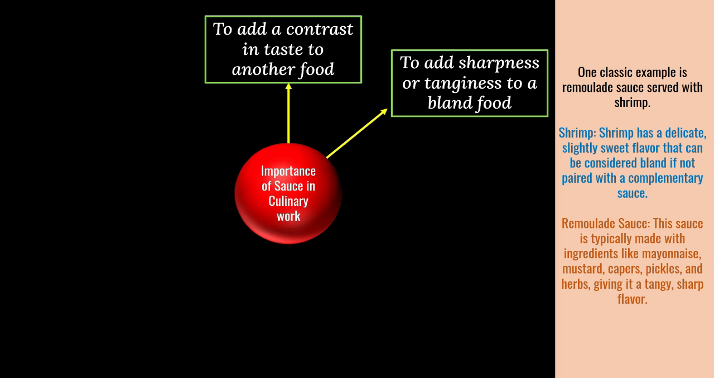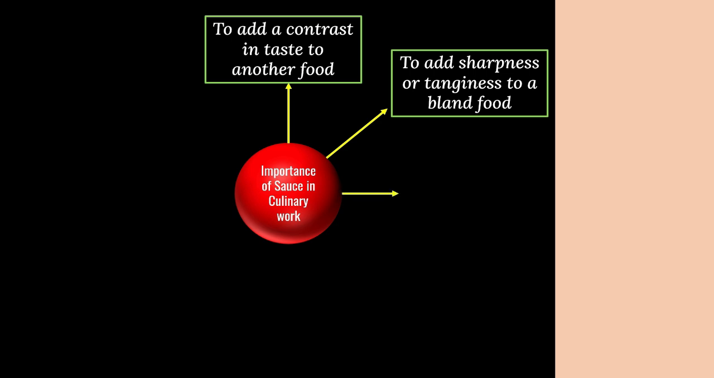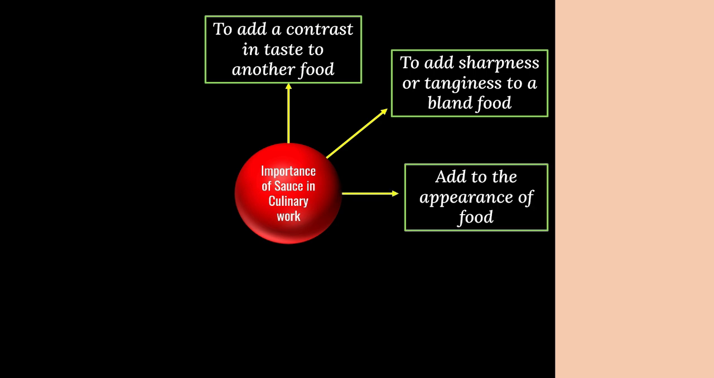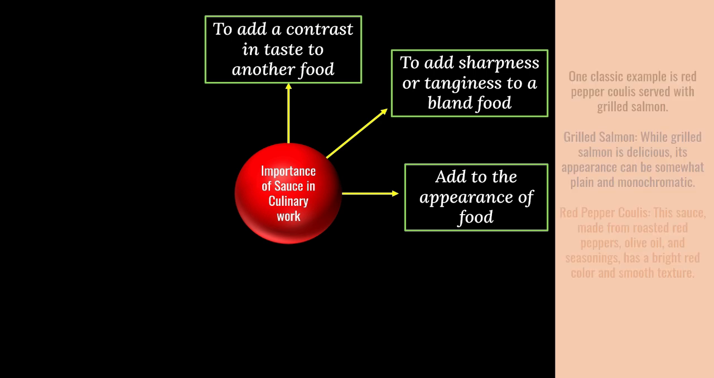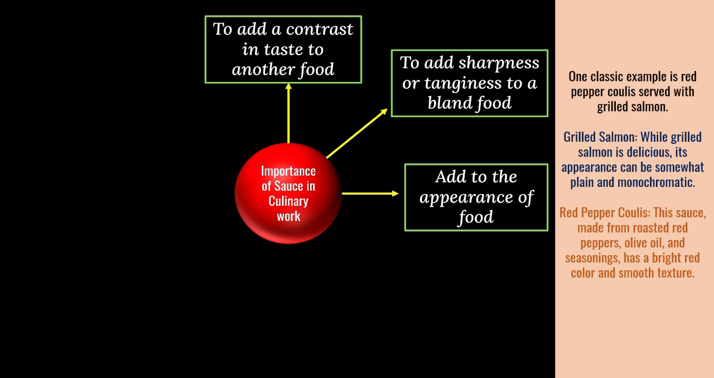So once these two things are added, they are complementing each other and taste will be enhanced, flavor will be enhanced, appearance will be enhanced, like that. So you understood this. Third, let us see, it adds to the appearance of the food. How? One classic example is red pepper coulis served with grilled salmon.